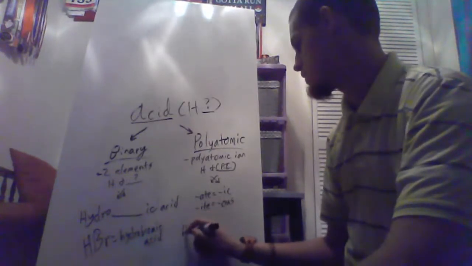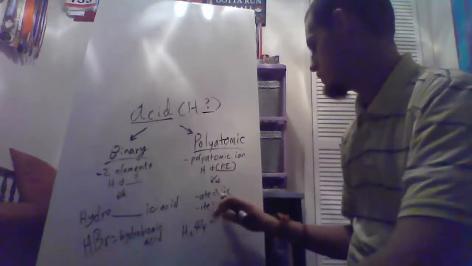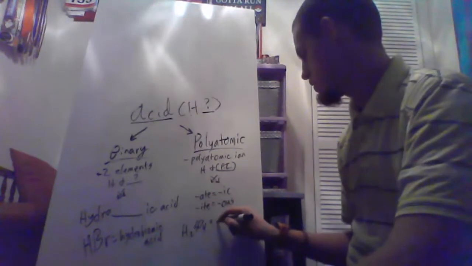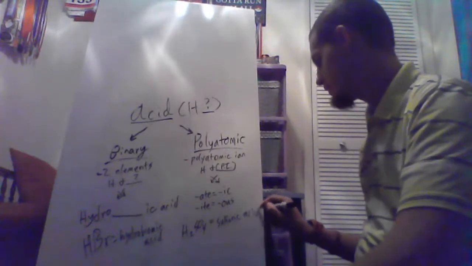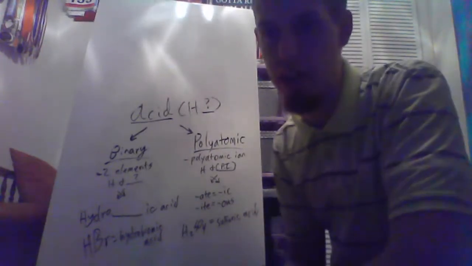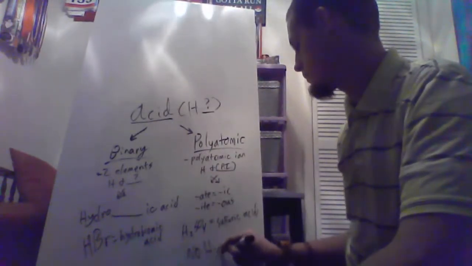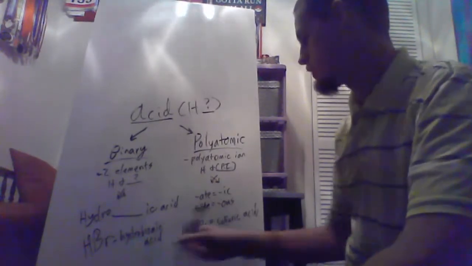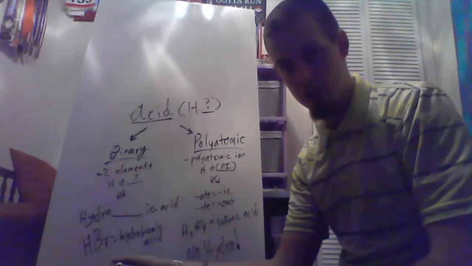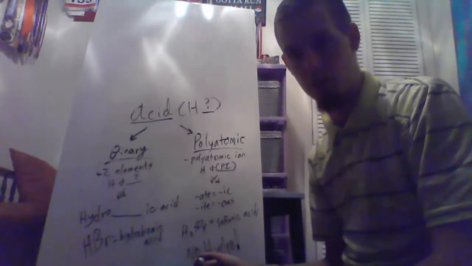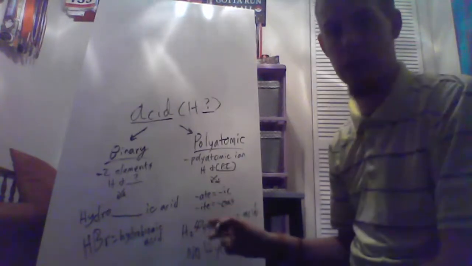And if you had H2SO4, SO4 is sulfate. Sulfate becomes sulfuric. And again, please note that I'm writing acid both times. You have to say acid. There's no hydro here. There's no hydro ever, because the second you say hydro, you don't want to say hydrosulfuric, right? Hydrosulfuric is H2S. That doesn't work here. You're going to have that polyatomic there.